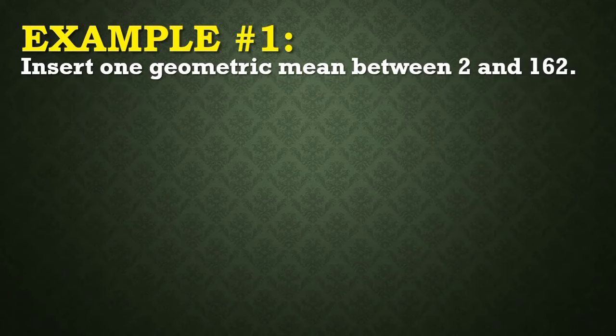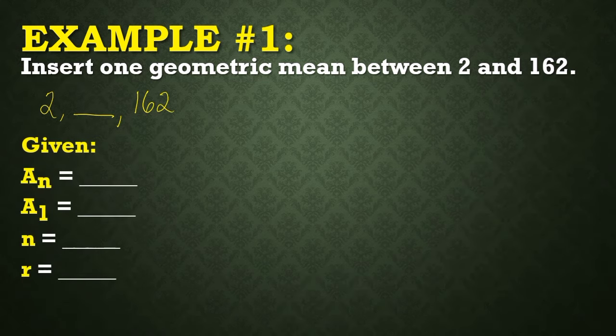Insert one geometric mean between 2 and 162. So just like in arithmetic means, first we write down the terms. The first term is 2, then a blank, the geometric mean we are looking for, and then 162. And then we identify the givens. So a sub n here is 162. A sub 1 is 2. And for the number of terms, if we count what we wrote earlier, n equals 3, including the geometric mean. Next, r here is of course what we are looking for.